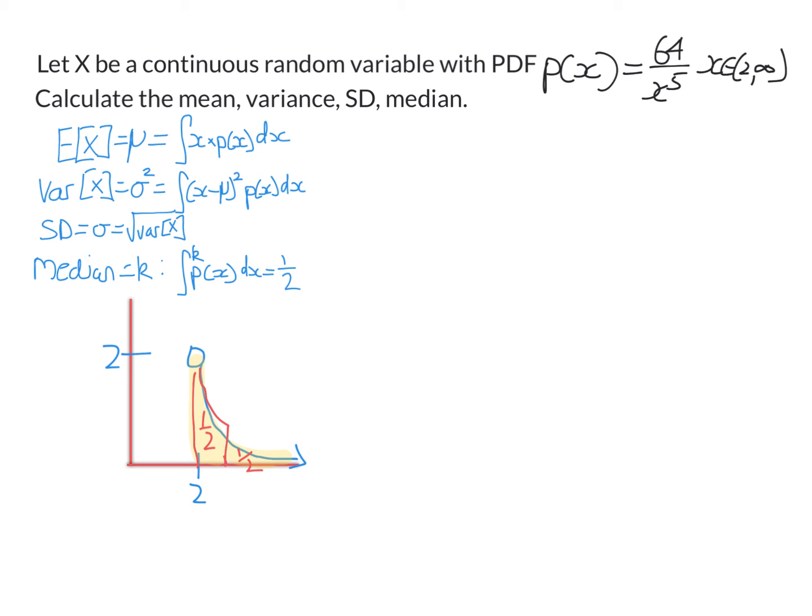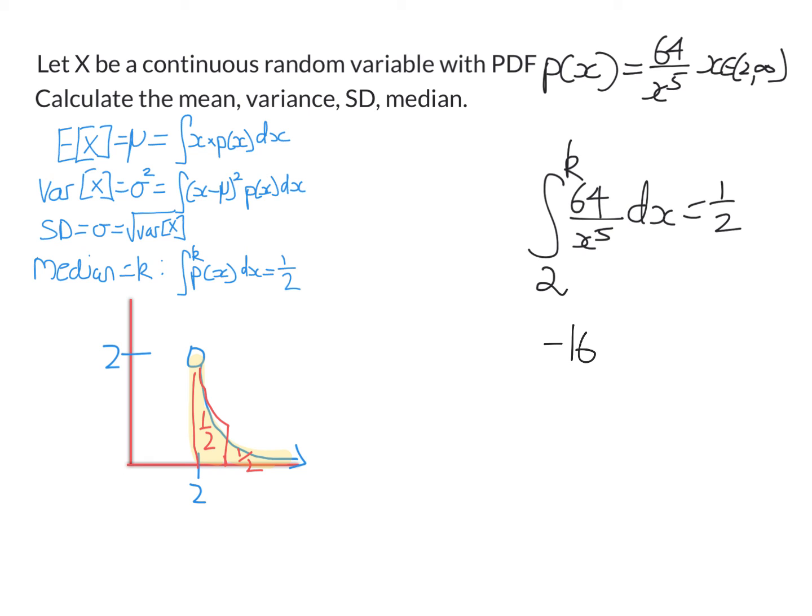To find the median, it's sort of like we know our answer already. We know the answer is going to be k. It will be the number k, so that when we integrate from 2 to k, I chose 2 because it's the lower limit of values x can take, I will get a half. So we just have to solve this equation here. To integrate this, we use the same trick. We increase the power by 1 and divide by the new power.